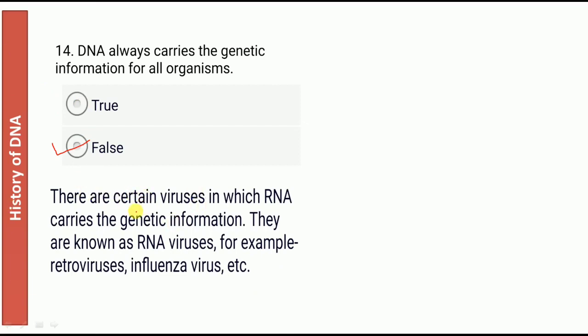There are certain viruses in which RNA carries the genetic information. They are known as RNA viruses. We are very clear with it. Sometimes RNA carries the genetic information. So we can't say that DNA always carries the genetic information for all organisms. This is not the correct statement. They are known as RNA viruses, for example retroviruses, influenza viruses, and many others.